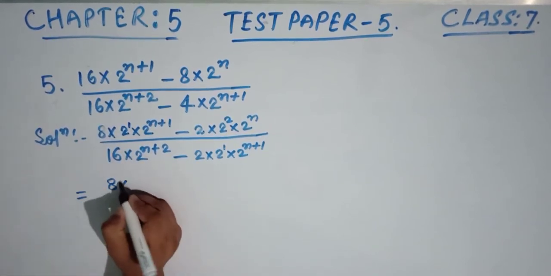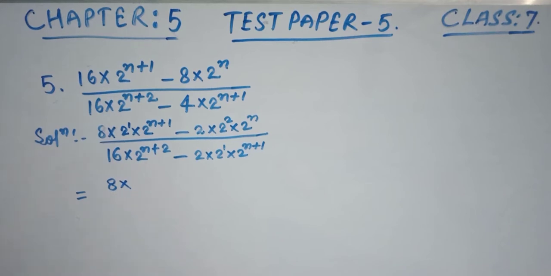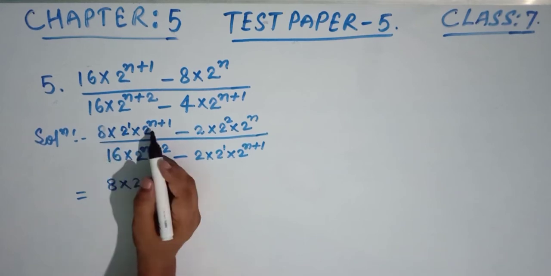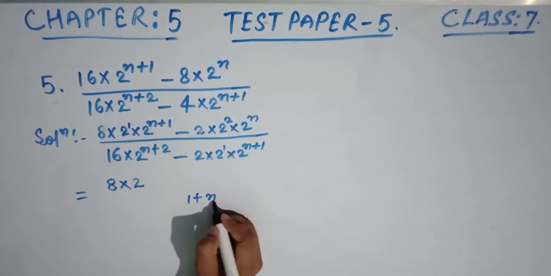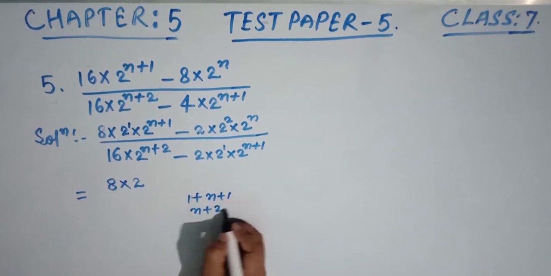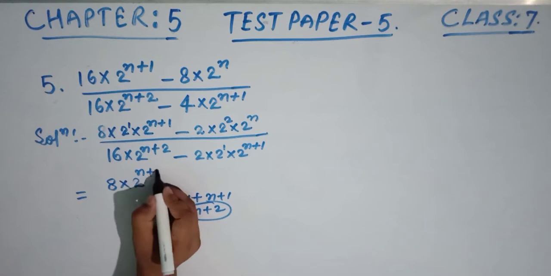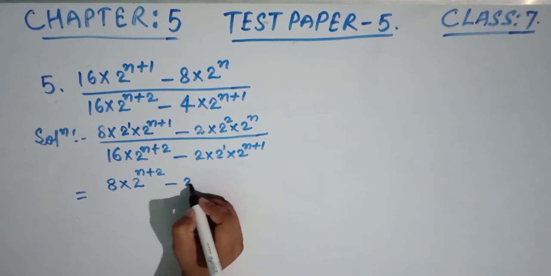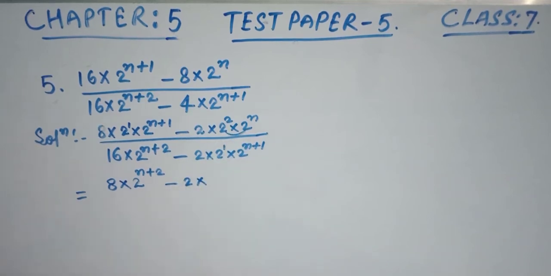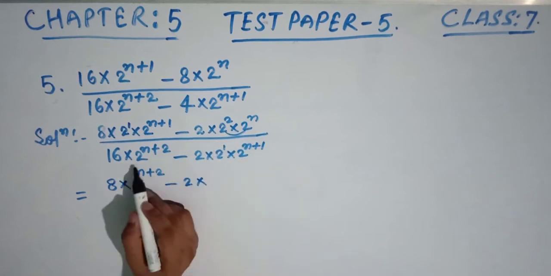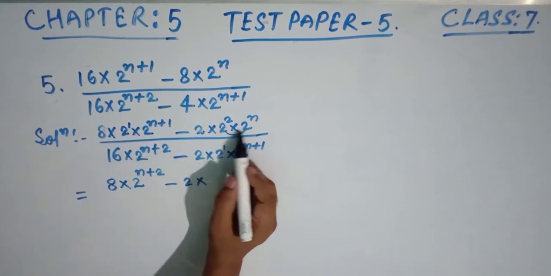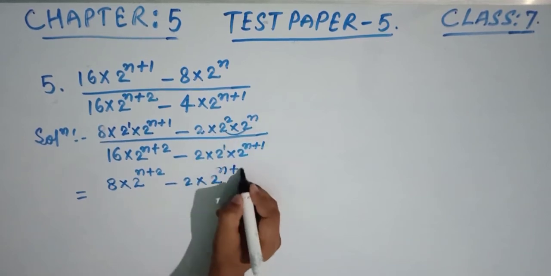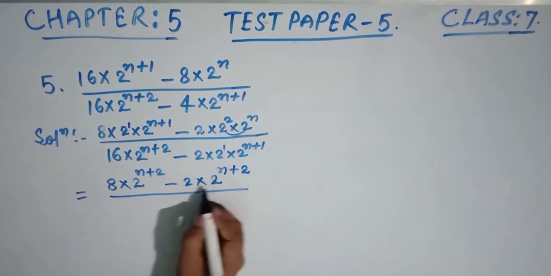Now see friends, 8 as it is. Remember friends, if the two bases are same, write the single base and add their exponents. So n plus 1 plus 1, the exponent is n plus 2. Now write the minus sign here. Now this is 2 as it is. Now multiply, remember friends, these 2, because we are going to combine to make 2 raised to the power n plus 2. The base is same, write the single base and add their exponents, n plus 2. So here is also n plus 2, here is also n plus 2.